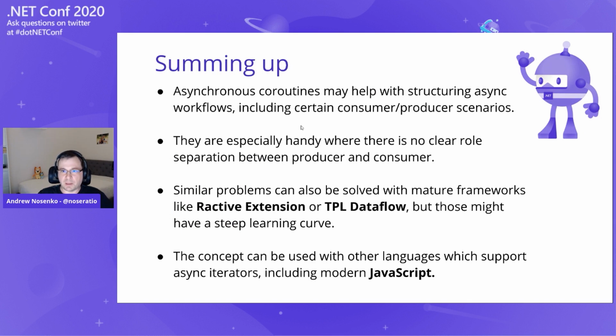Summing it up, I think that asynchronous coroutines may help with structuring any asynchronous workflows, including certain consumer-producer scenarios. They are especially handy where there is no clear role separation between producer and consumer. Similar problems, of course, can be solved by more mature and powerful toolkits like reactive extensions or TPL Dataflow, but those might have a bit of a steep learning curve. Here we just deal with language constructs, the syntax sugar that C# provides, which isolates us from all the mechanics that go on behind the scenes. This concept can also be used with other languages that support asynchronous iterators, including modern JavaScript.